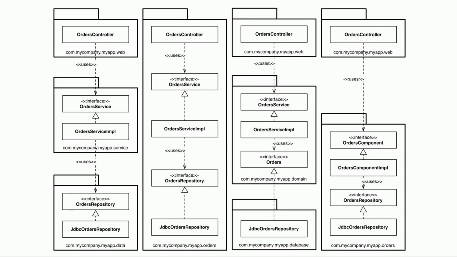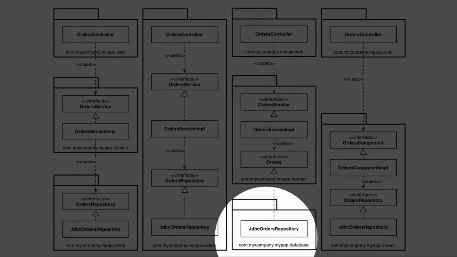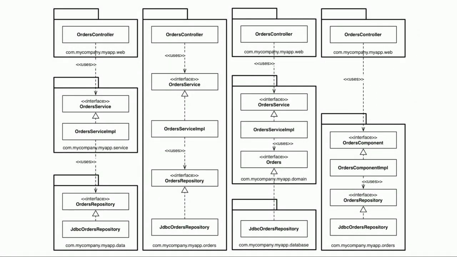Now I can see some people thinking, really? So let me show this to you. Here's some UML. Who'd have thought that? So here are the four examples side by side. So we have layered architectures, packaged by feature, ports and adapters, packaged by component.